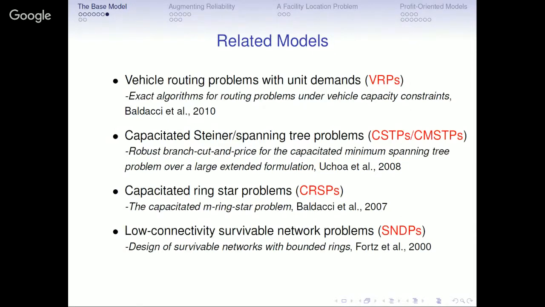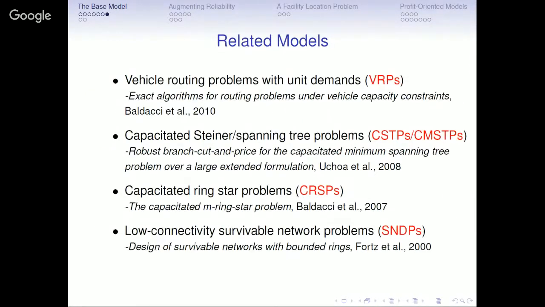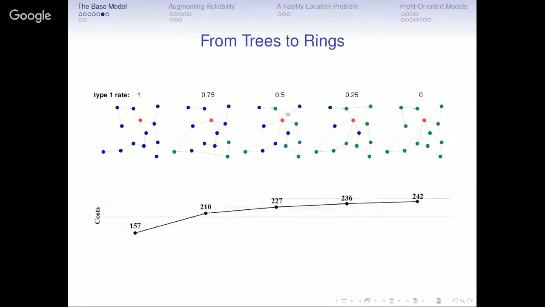So there's related models. We generalize a lot. For example, the vehicle routing problems with unit demands. If you look back here to this right picture here, that's a vehicle routing problem with unit demands. We're just more on the counting side. We're not doing continuous stuff yet. That will be an extension. Then capacitated Steiner or spanning tree problems, which is just, if you look here on the left, these are spanning tree problems. The capacitated spanning tree problem is very famous. It was there for a couple of years.